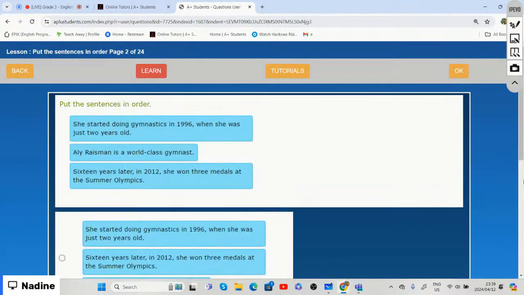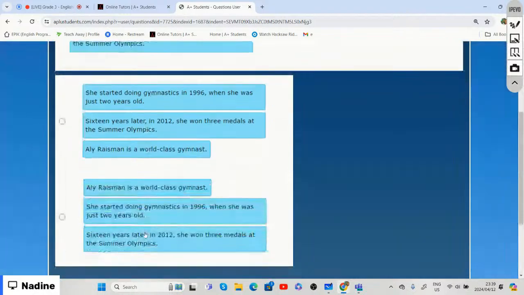All right, now we need to put these ones also in order. I'd say she started doing gymnastics in 1996 when she was just 2 years old. Ali Reisman is a world-class gymnast. 16 years later, in 2012, she won 3 medals at the Summer Olympics. We need to put that in order.